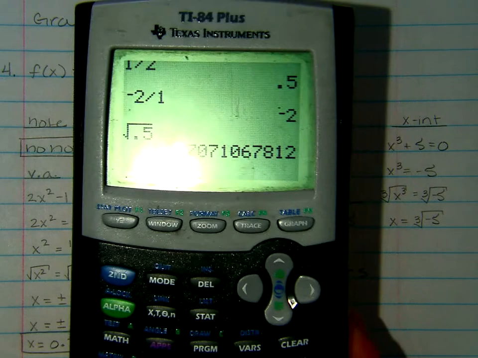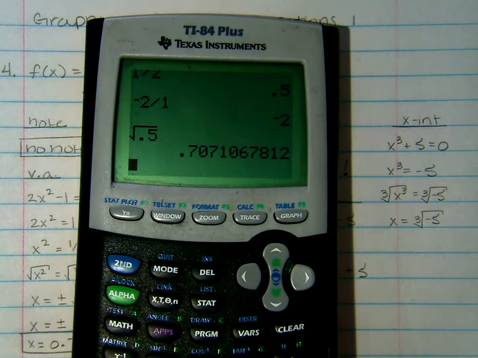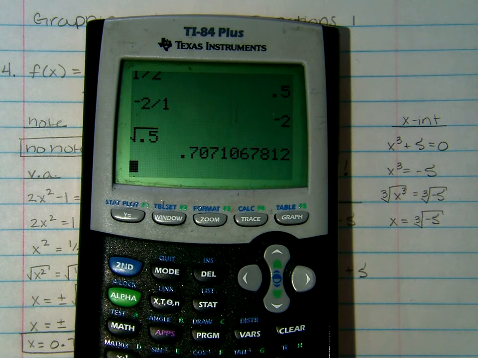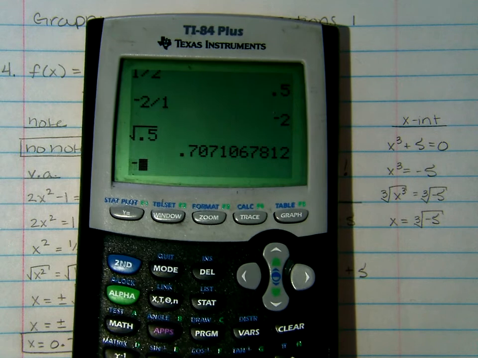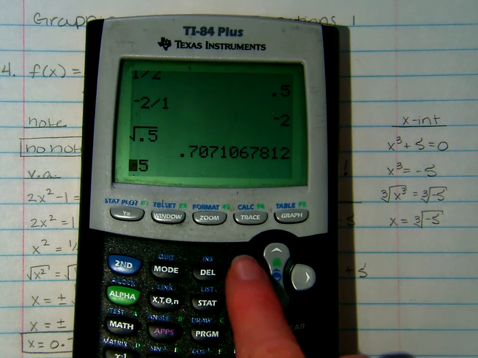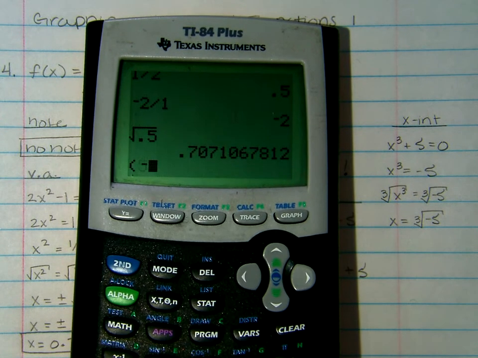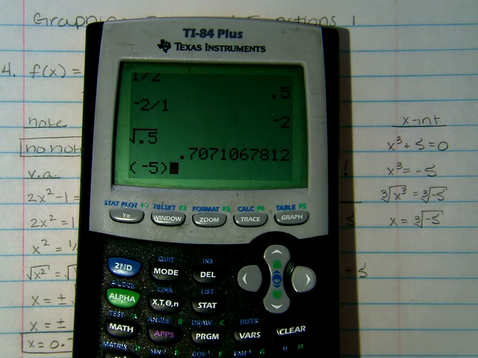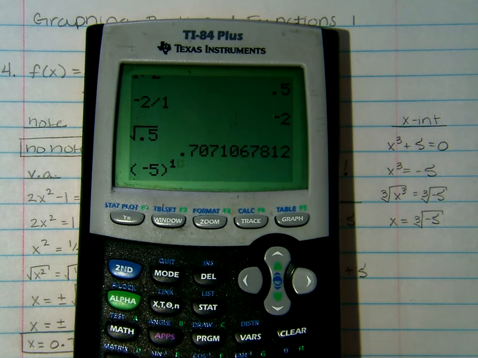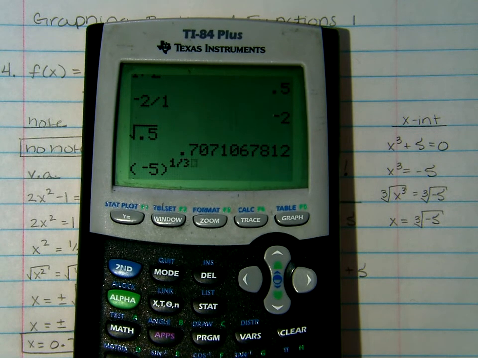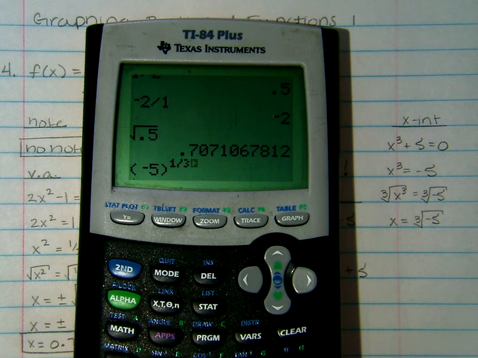Now, I'm going to show you, remember that we talked about fractional exponents. If I want the cubed root of negative 5, I say it's negative 5, and we're going to put that in parentheses actually, so that our calculator does not get confused, raised to the 1/3 power. And that's the cubed root. You can also go to math and find the cubed root there.